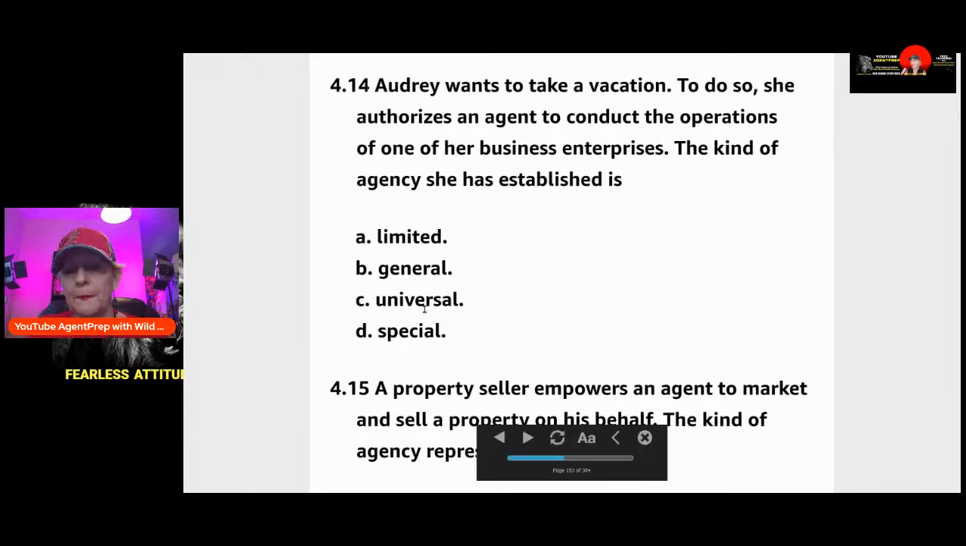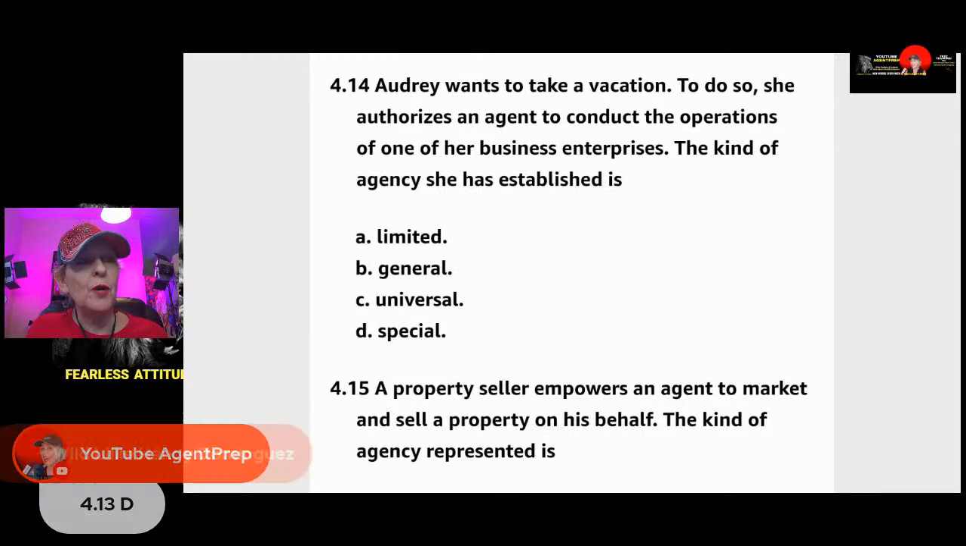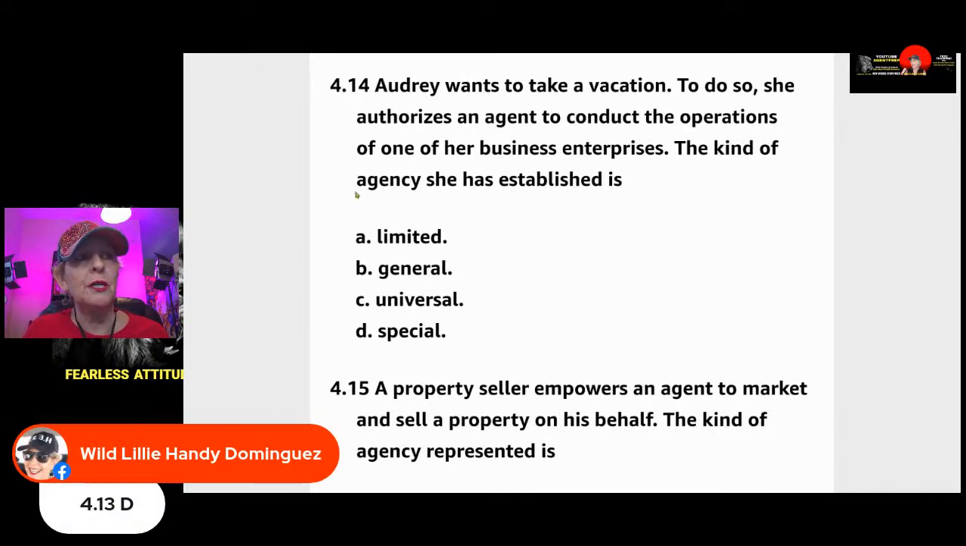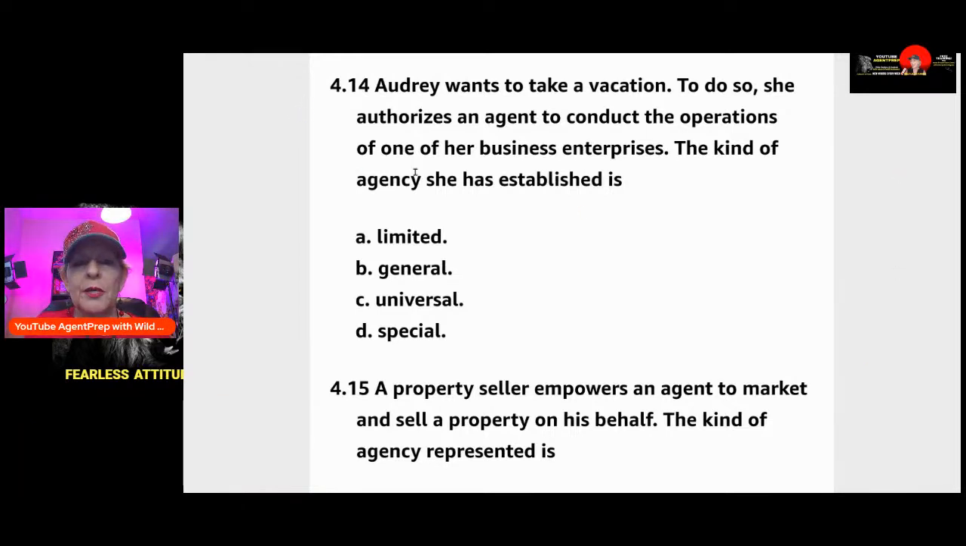All right, number 14. Audrey wants to take a vacation. To do so, she authorizes an agent to conduct the operations of one of her business enterprises. The kind of agency she has established is what? A, limited, B, general, C, universal, or D, special. So what does it say? She's going on a vacation. She authorizes the agent to conduct the operations of one of her business enterprises. What kind of agency has she established?